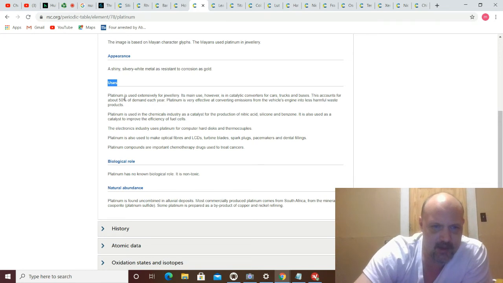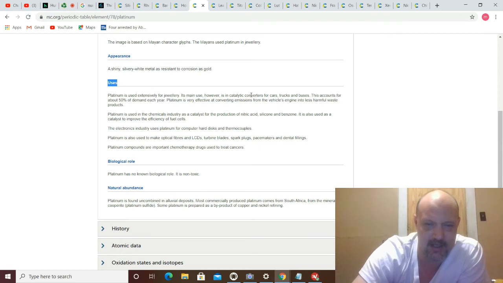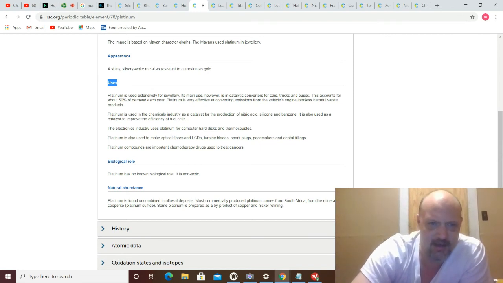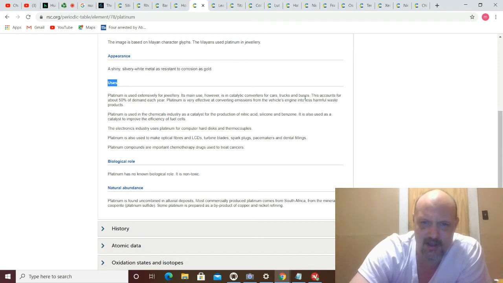Uses. Platinum is used extensively for jewelry. Its main use is in catalytic converters for cars, trucks, and buses. It accounts for about 50% of the demand each year. Platinum is very effective at converting emissions from vehicle engines into less harmful waste products.